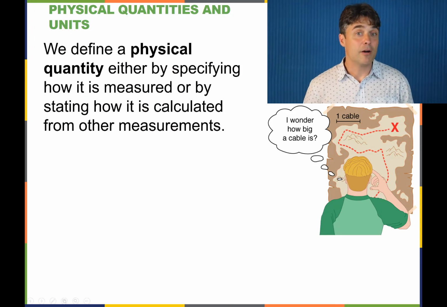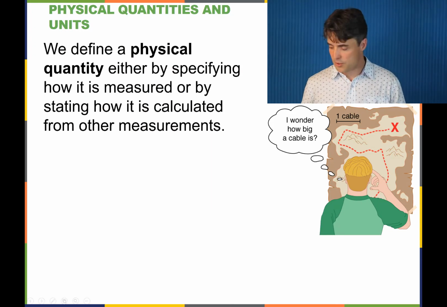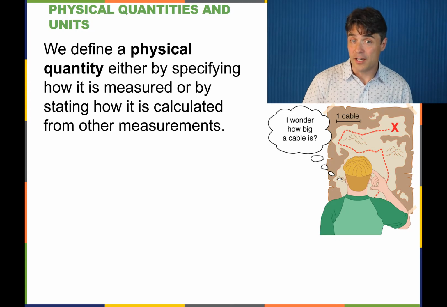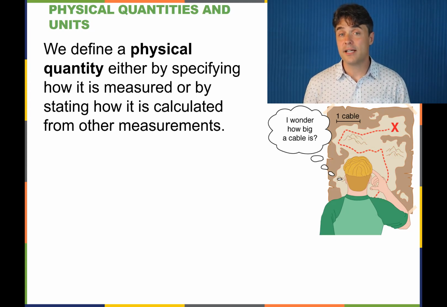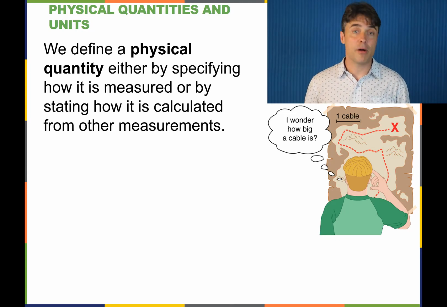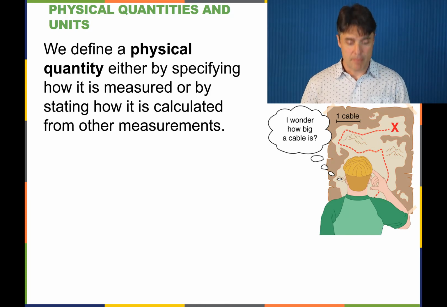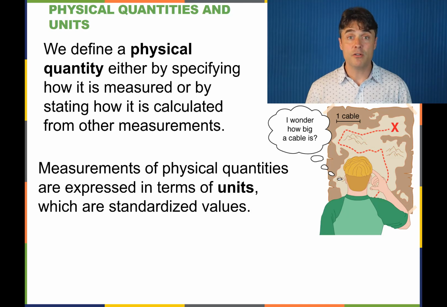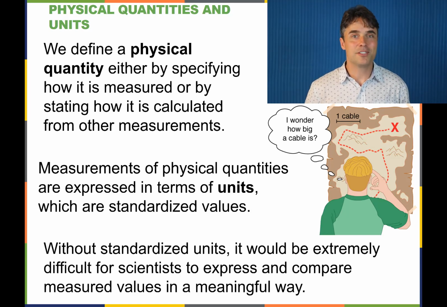Next, let's talk about physical quantities and units. We define a physical quantity either by specifying how it is measured or by stating how it is calculated from other measurements. Measurements of physical quantities are expressed in terms of units, which are standardized values. Without standardized units, it would be extremely difficult for scientists to express and compare measured values in a meaningful way.